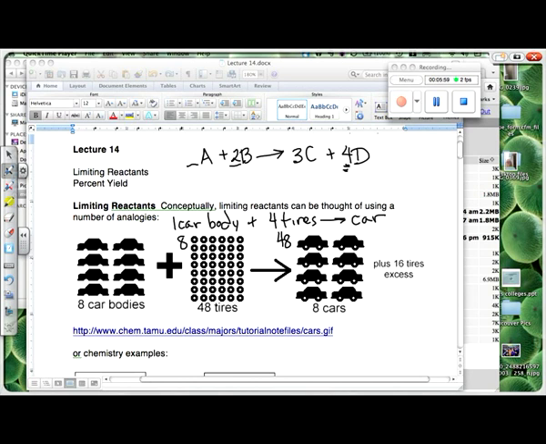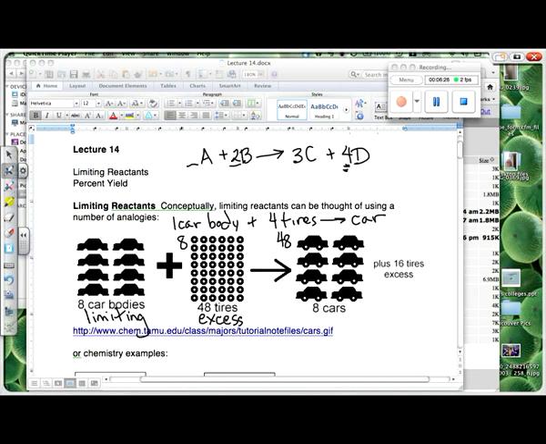So I urge students not to write that number down, because you're not going to use the number you get when you divide by the coefficient. It just tells you which one is smallest. In the case of this example here, car bodies is limiting. We already know that. I cannot make more cars because I don't have enough car bodies. I've got plenty of tires, so we call this the excess.